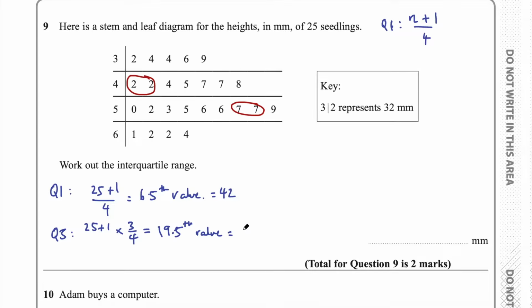So Q3 is 57, and then the interquartile range is the difference between those two. So 57 take 42, that's going to be 15. So my answer there is 15 millimeters for the interquartile range.